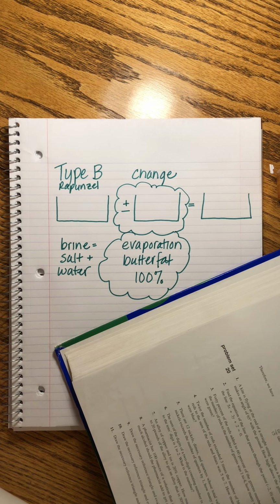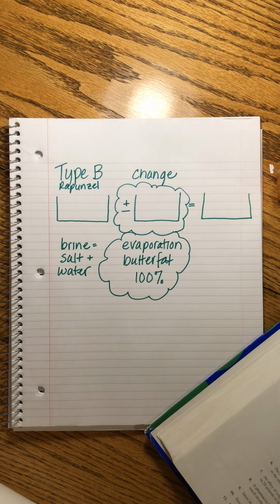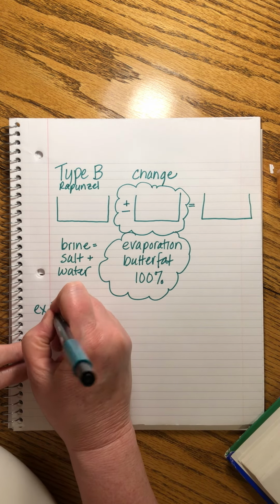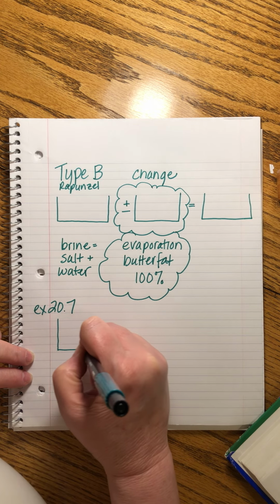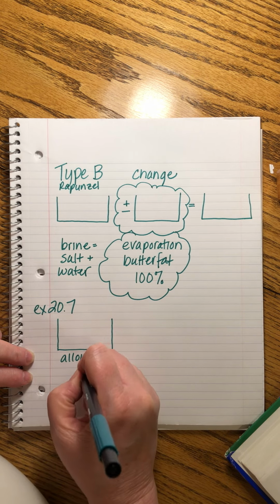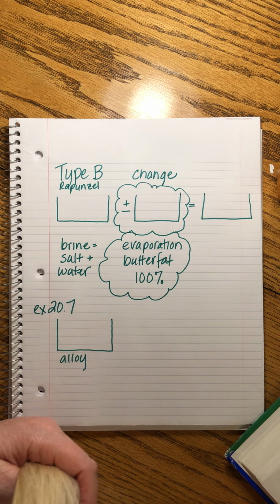Here's one. It's problem 20.7. Okay, so let's do this one. In this one, we have an alloy. What we're starting with is an alloy, which means a mixture of copper and tin.